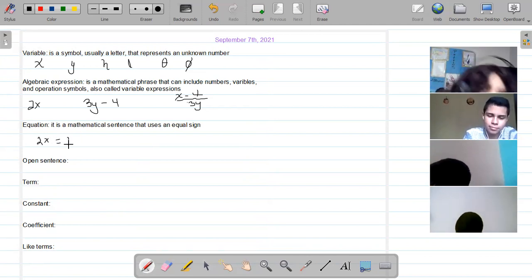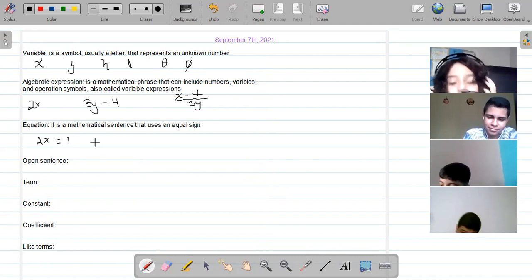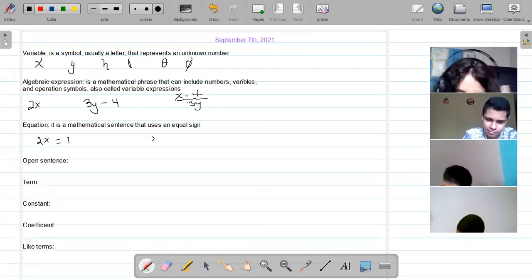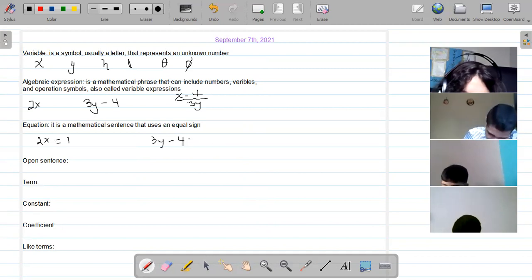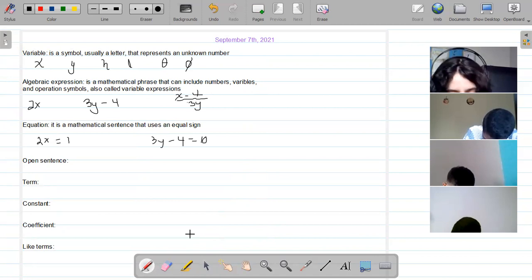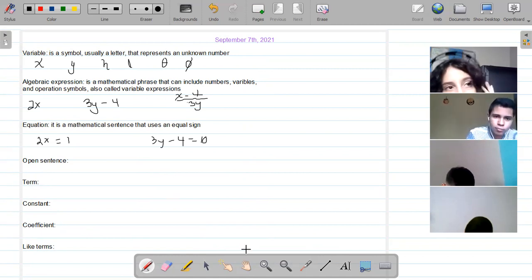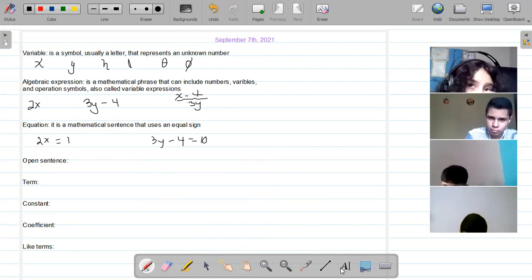an equation. 2x equals 1. That's an equation. 3y minus 4 equals 10. That is an equation as well. We have different types of equations. Sometimes they can also include exponents, okay? So that is an equation.